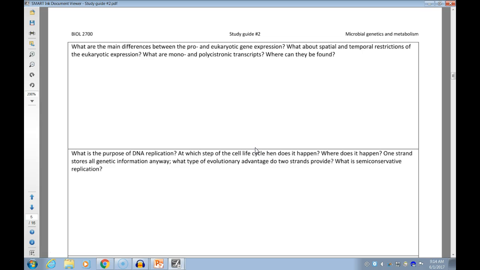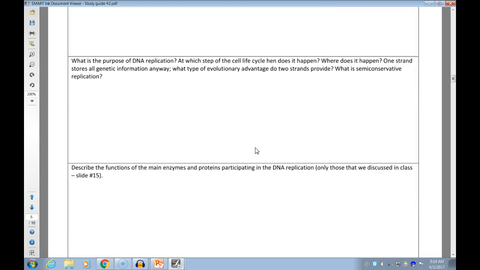So kind of where the transcript is: in eukaryotes it is in the nucleus, and then RNA has to be transported to the cytoplasm and endoplasmic reticulum. Does that make sense?